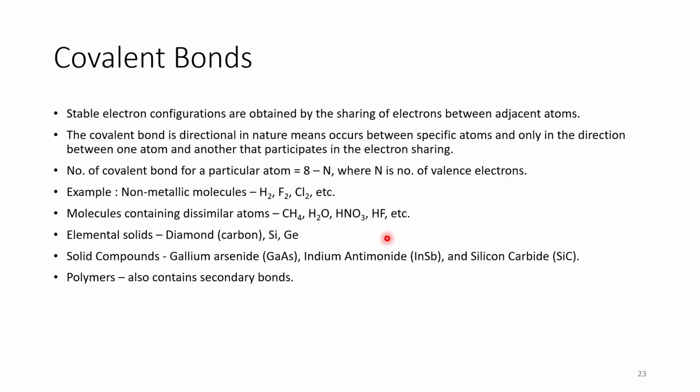Elemental solids such as diamond, silicon, germanium. Solid compounds, gallium arsenide, indium antimonide, and silicon carbide. Polymers, they also contain secondary bonds. So along the chain, they have covalent bonding, and between two chains, you'll be finding secondary bonding.